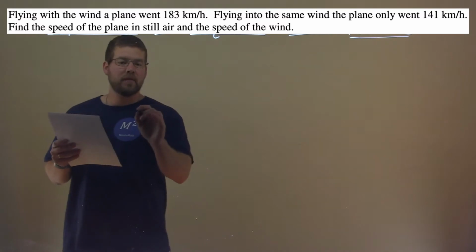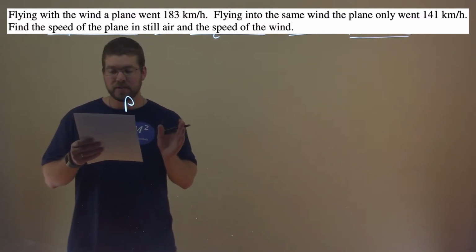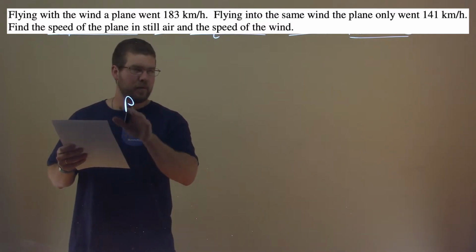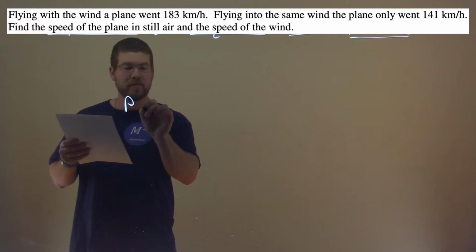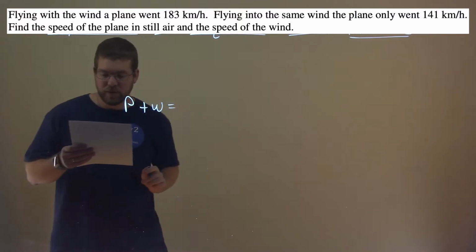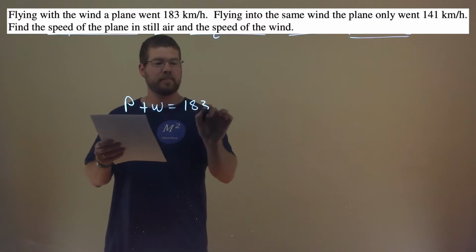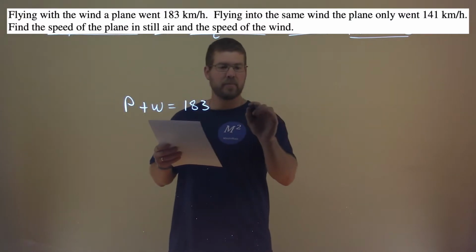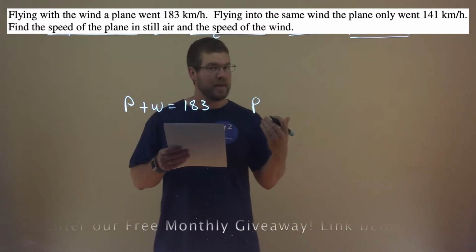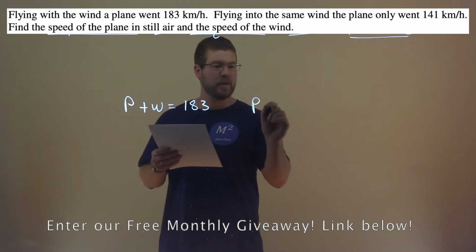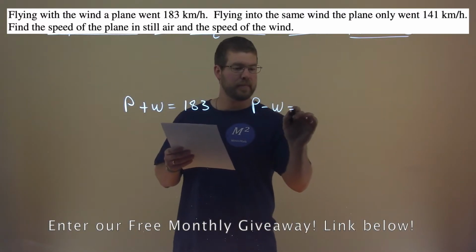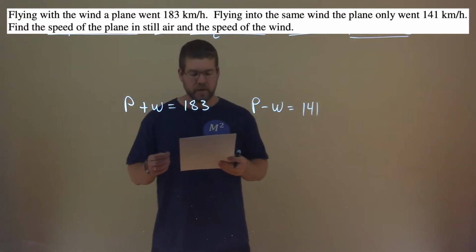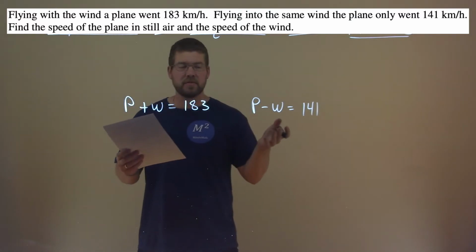So we take the speed of the plane, okay? And when it's going with the wind, the wind's helping it go. So the average speed of the plane in still air is p. But if we add the wind speed, w being the wind speed, we get 183 kilometers per hour. And they said the plane flying against the same wind, so we subtract the wind speed from it, equals 141 kilometers per hour. So now we have our system of equations we can solve.